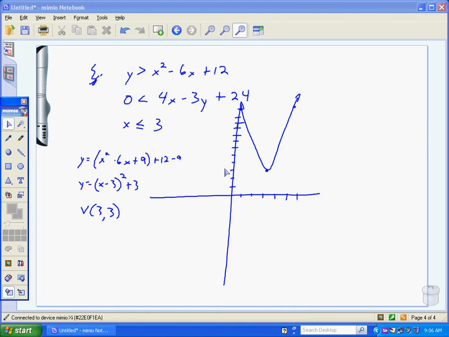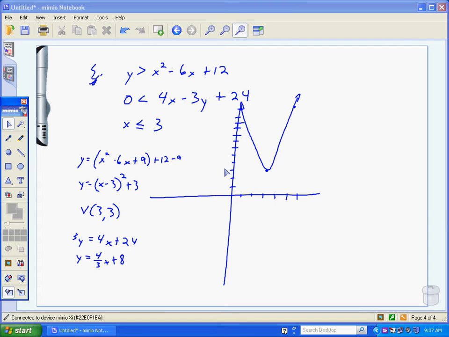What's the second equation? It's a linear inequality, so a straight line. So I'm going to isolate y and graph it using y equals mx plus b. D, you ready for this? Okay. Let's add the 3y over. So 3y is going to be equal to 4x plus 24. Divide the 3 out, I get y equals 4/3 x plus 8.